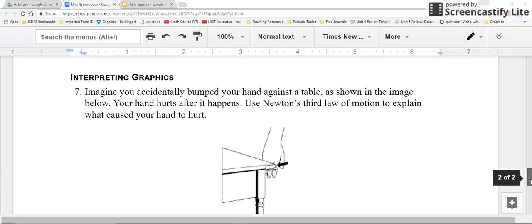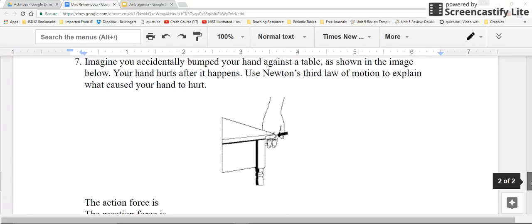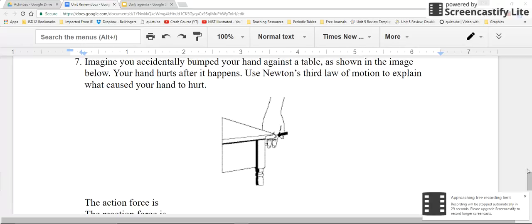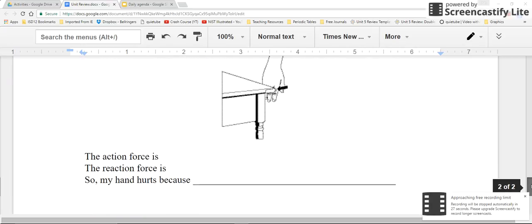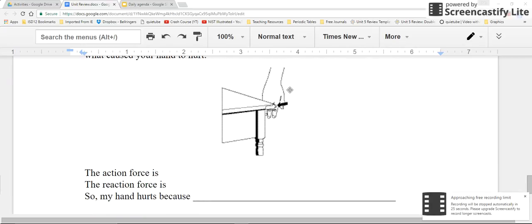Okay. Question 7. Imagine you accidentally bumped your hand on the table. Your hand hurts after it happens. Use Newton's third law of motion to explain what caused your hand to hurt. Okay? So your action force is your hand hitting the table. The reaction force is, importantly, the table hitting you back on your hand. Okay? So when you're answering this question, be very careful about your action force and your reaction force.